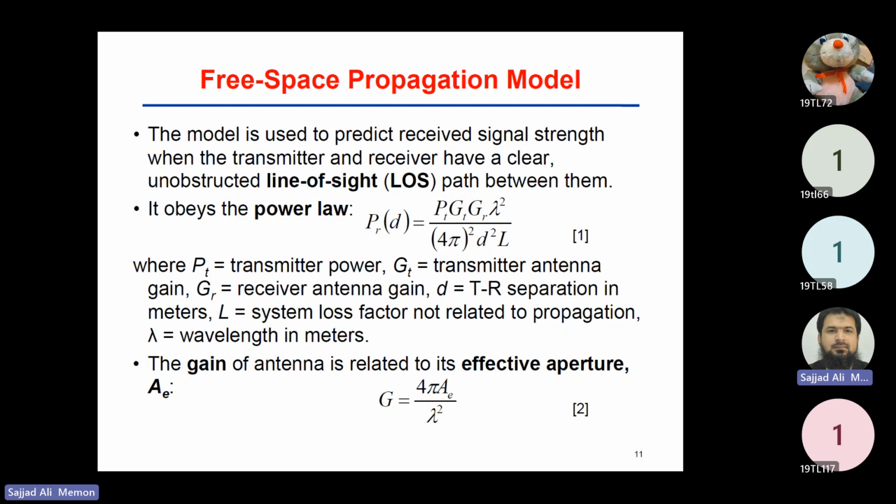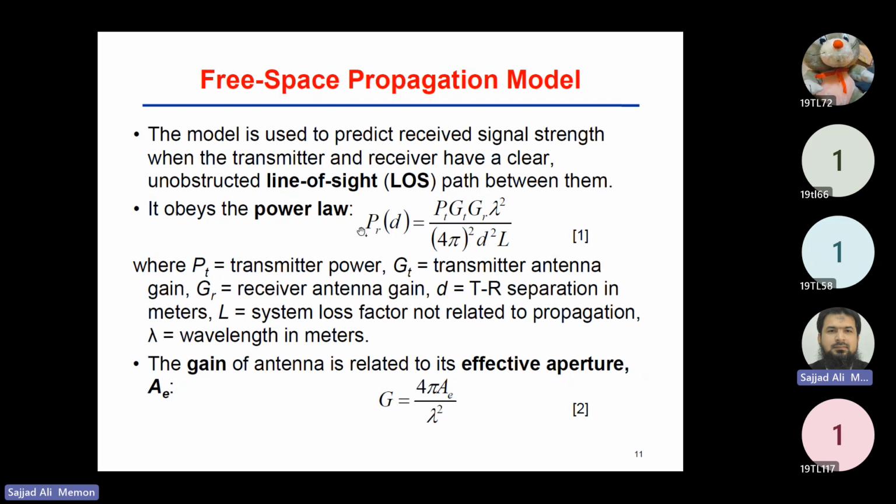Typically a base station to mobile station or vice versa, that type of communication is non-line of sight communication. However, the path between the base station antenna and the mobile station can be a line of sight path or a non-line of sight path. So that is path, it's not communication. Line of sight path and line of sight communication have totally different meanings. Okay, is it clear? So here we are saying that this model is used to predict received signal strength when the transmitter and receiver have a clear unobstructed line of sight path between them. That means between transmitter and receiver, which can be a mobile station or the base station or vice versa.